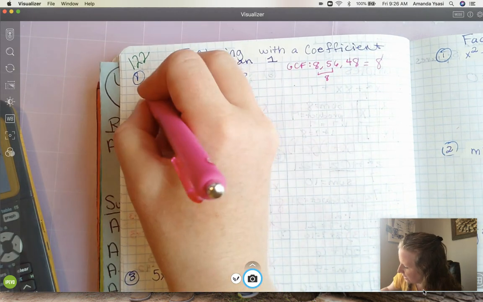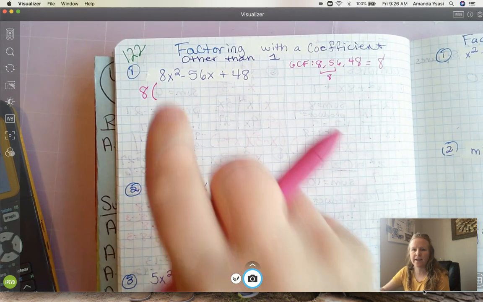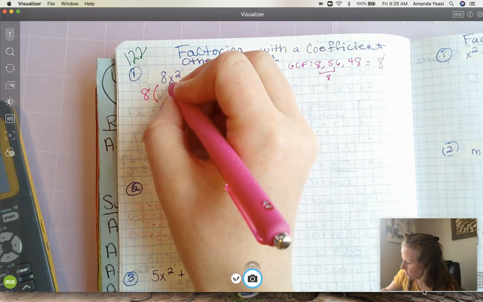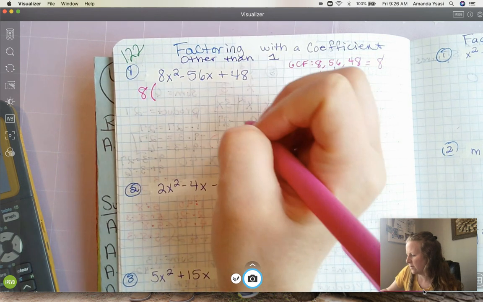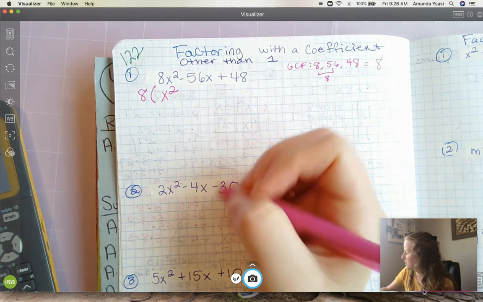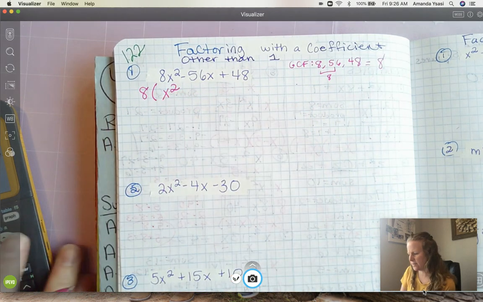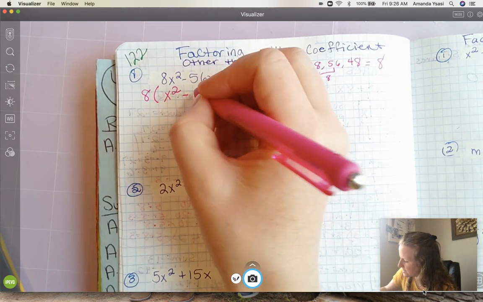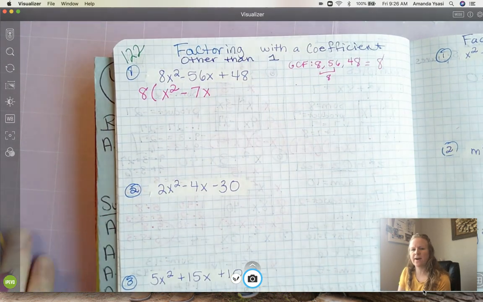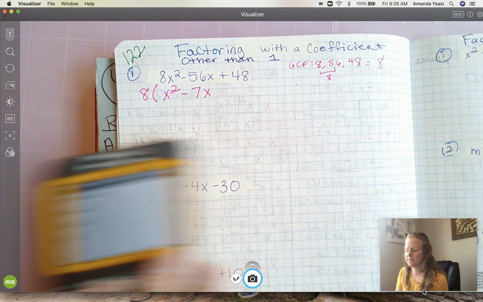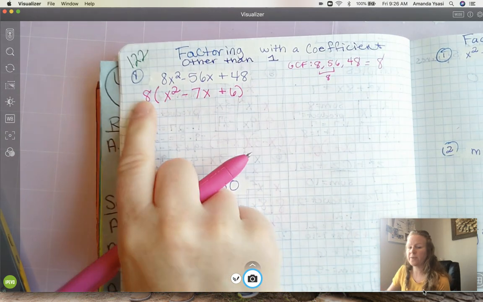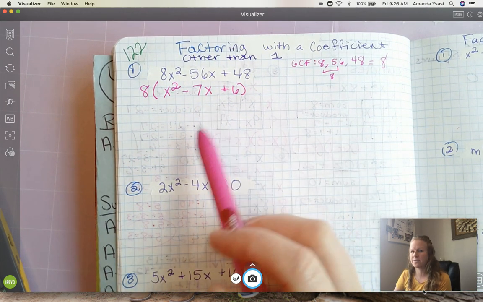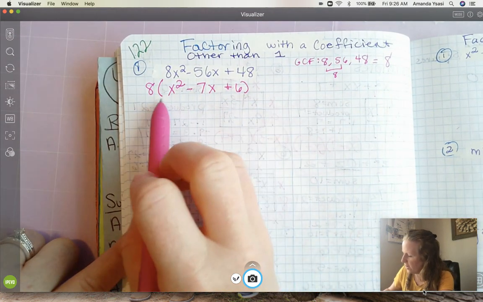So that means I'm going to pull out an 8 here. So I'm factoring out 8. If I factor out an 8, I still have 3 terms. So 8x squared divided by 8 would be x squared. 56 divided by 8 is 7, so it'd be minus 7x. And then 48 divided by 8, we did that a minute ago, and that was 6. So plus 6. Okay, so the 8 is out front. We're going to leave it like that, and even in the final answer, 8 will be out front. So let's see. We need to now factor this.